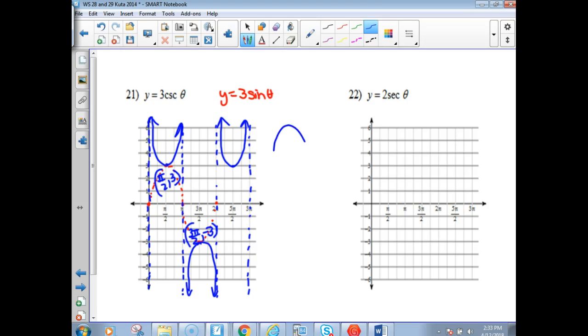If you have an amplitude that's negative, instead of going like this, it's going to go like that. It reflects over the x-axis. Okay, I'll do some more problems, but that's all I'm going to record today.